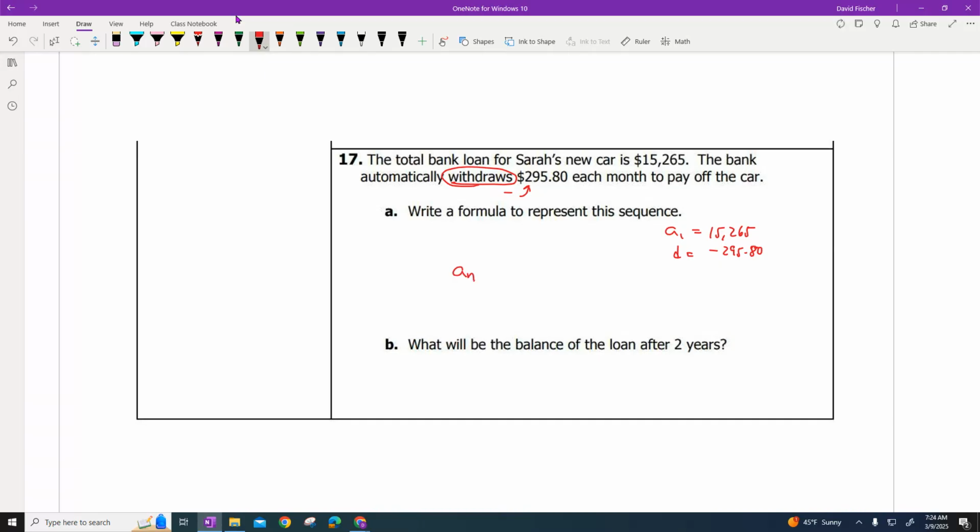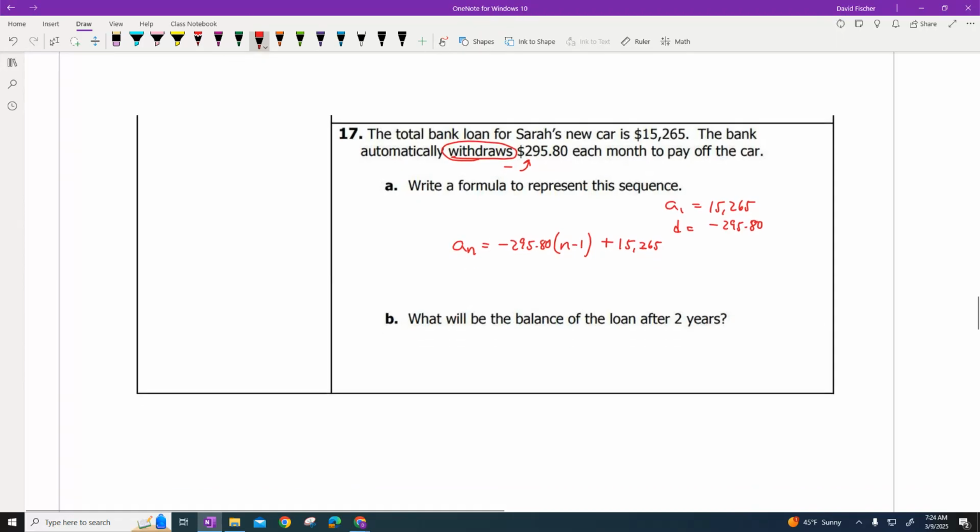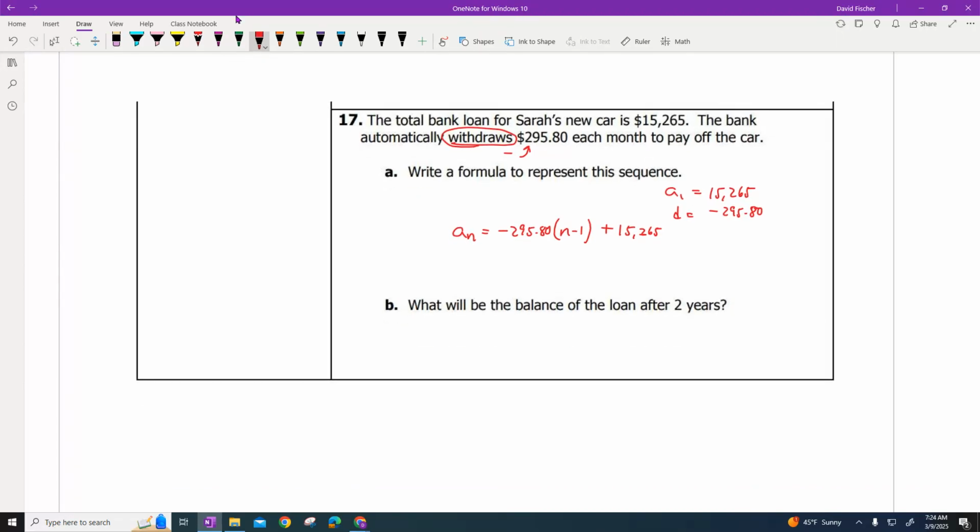Okay? So now they want us to write the formula. So A sub n equals my D, which is a minus 295.80, times the number I want minus 1, plus 15,265. There's my formula. Now, they want to know in 2 years. Well, this is automatically every month. So this is where the higher level thinking comes in. You're almost in 10th grade.